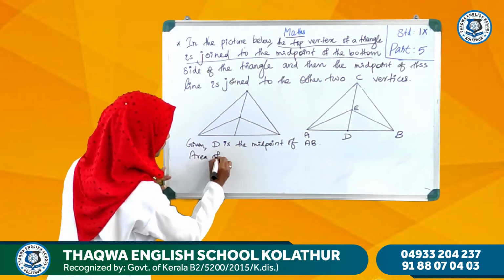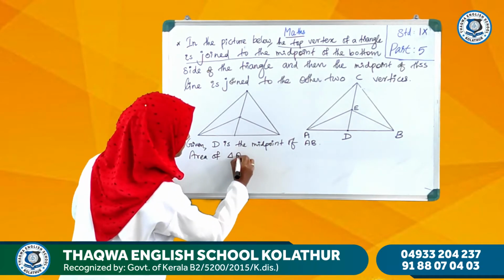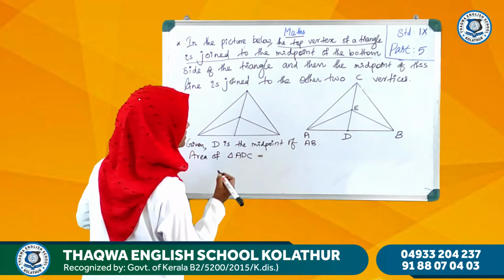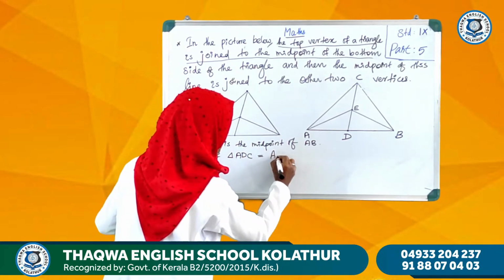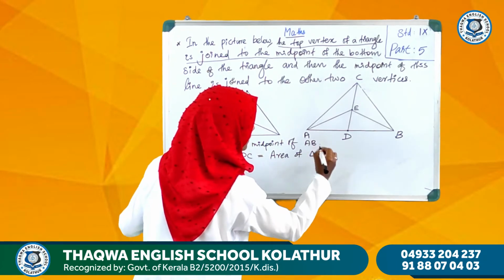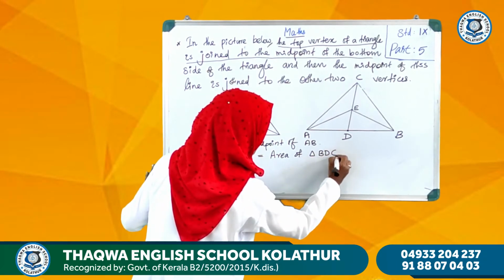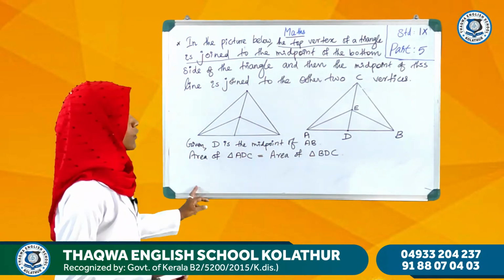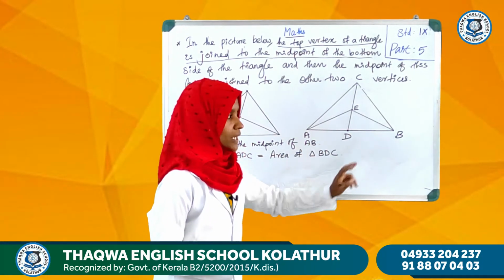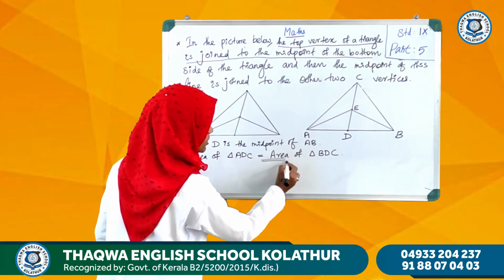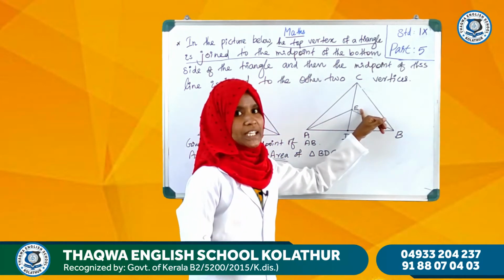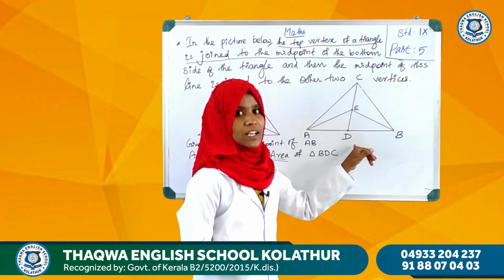Area of triangle ADC equals area of triangle BDC. Area of triangle ADC is equal to area of triangle BDC. So our first condition. Now also we have given the point E is the midpoint of the line CD.